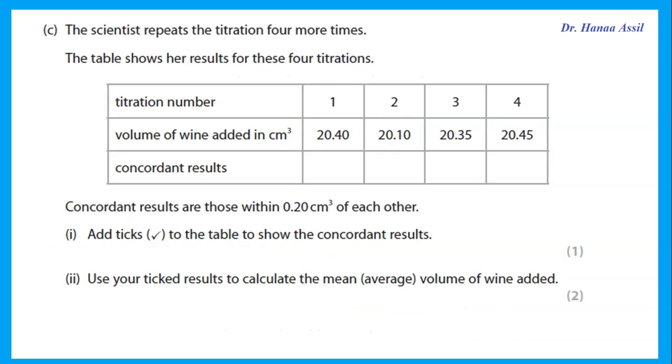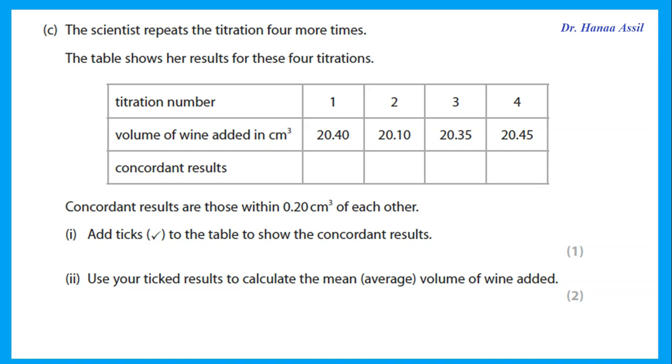The scientist repeats the titration 4 times. The table shows her results for these 4 titrations. Of course, you know that we don't do the titration only once. We need to repeat it until we reach what? Until we have concordant results. You should know, and we are told here, that concordant results are the ones within 0.2 of each other. So the difference between the readings should not be more than 0.2.